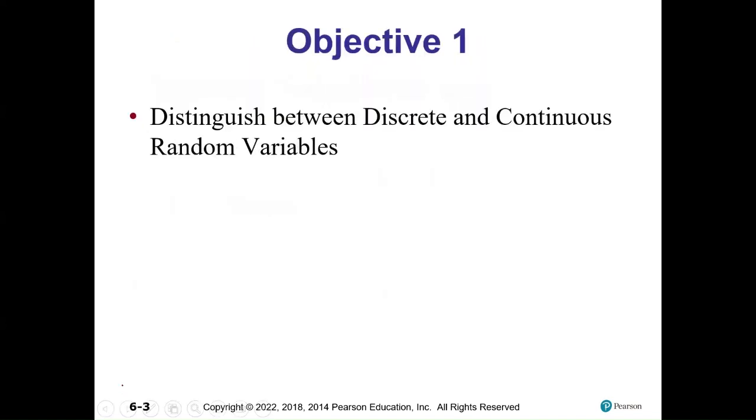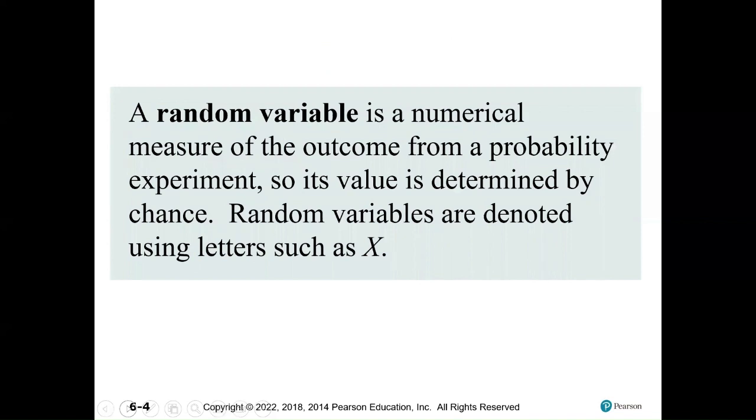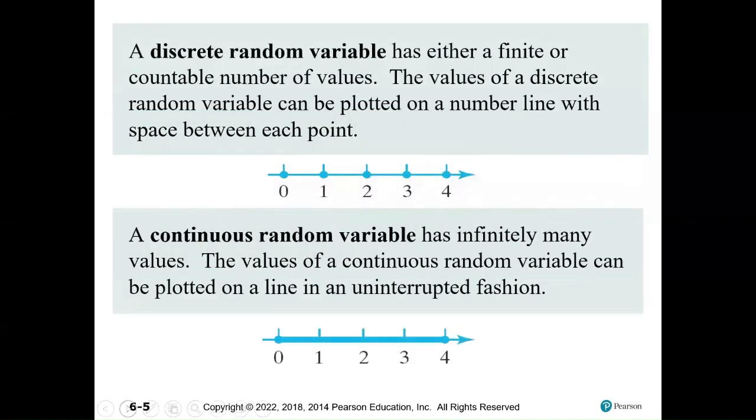First, how do we distinguish between discrete and continuous random variables? A random variable is a numerical measure of the outcome of a probability experiment. So its value is determined by chance. Random variables are denoted using a letter like capital X. The discrete random variable has either a finite or countable number of values. The values of a discrete random variable can be plotted on a number line, and there's going to be space between each point. So on that number line, I've got 0 exactly, 1 exactly, 2 exactly, 3 exactly, 4 exactly.